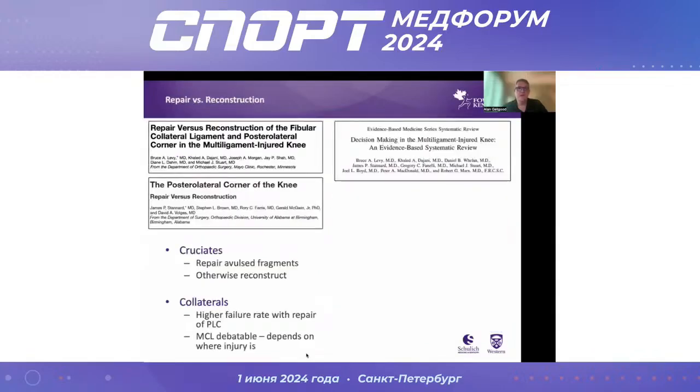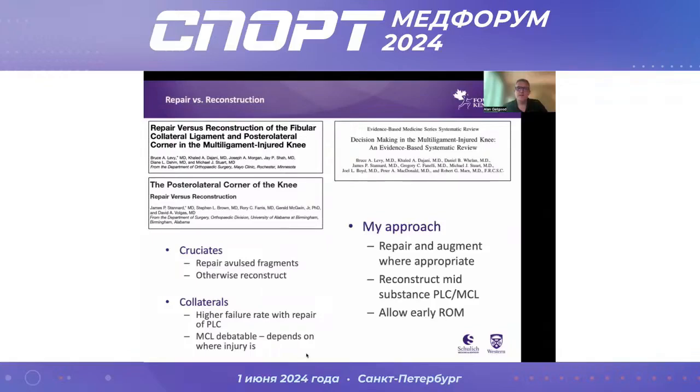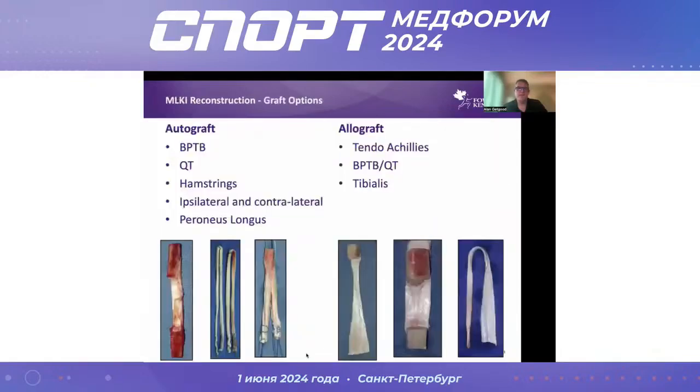Lots of the debate regarding repair versus reconstruction. Number of studies, particularly from Levy and Stannard, showing 40% failure rates of posterolateral corner repair. My approach really now is to repair and augment where appropriate. So essentially any structures that can be repaired, we repair them, and then augment with a graft, and then that allows early range of motion. In terms of graft options, we have lots. You've got lots of autograft options, but of course allograft can be very helpful if you have access to it.